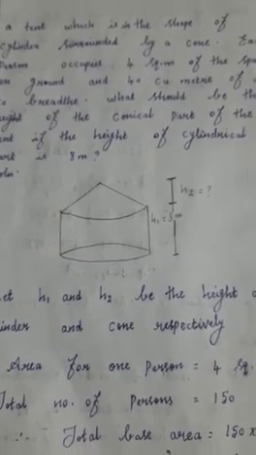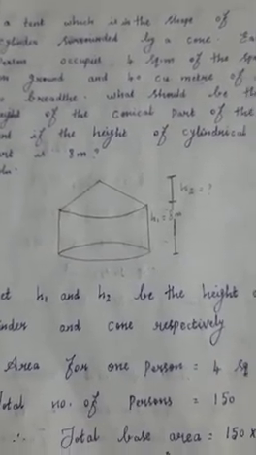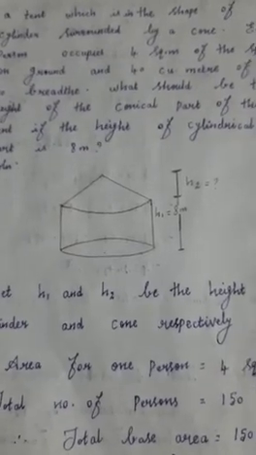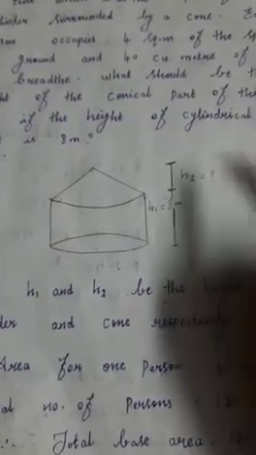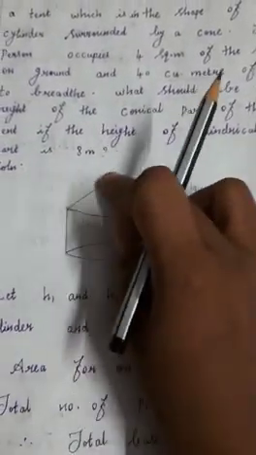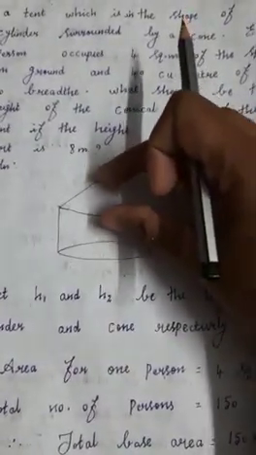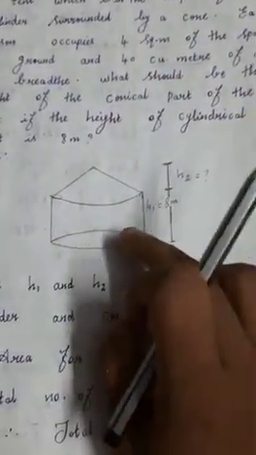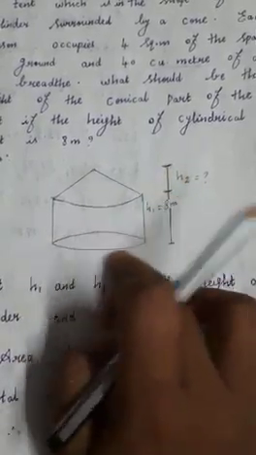What should be the height of the conical part of the tent if the height of the cylindrical part is 8 meters? So in our question, they have given one conical tent, in the shape of a cylinder surrounded by a cone shape. When you look at this diagram, this is the cone shape, and this is the cylindrical part. Here, in this circle part only, they will sit.